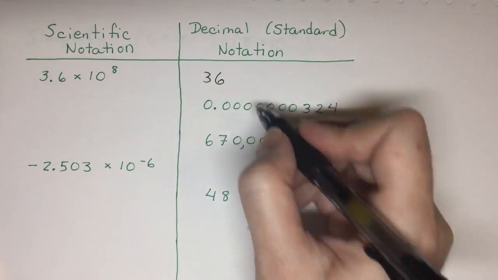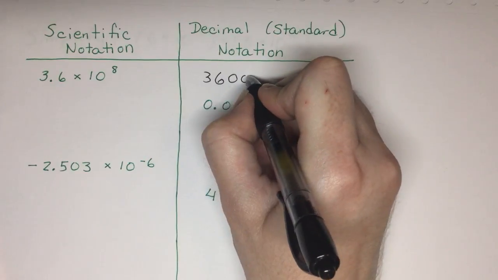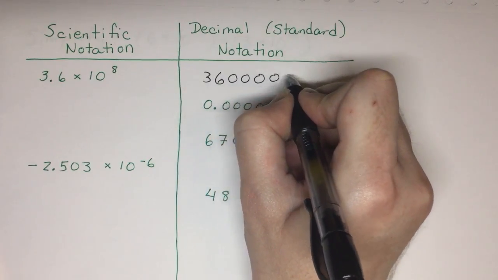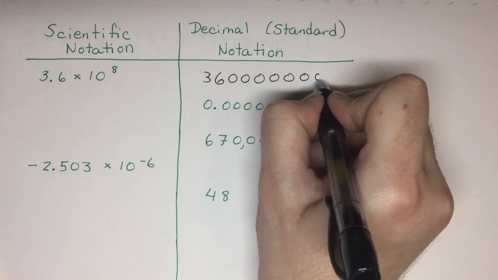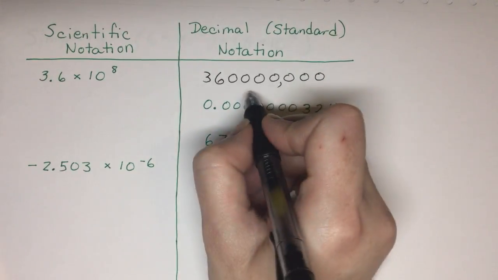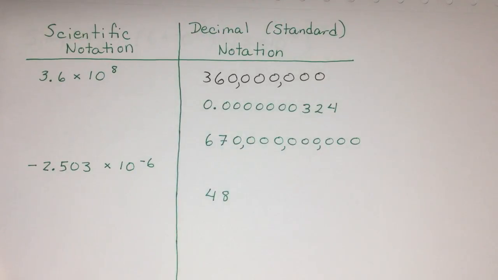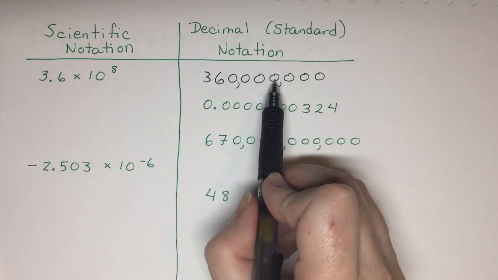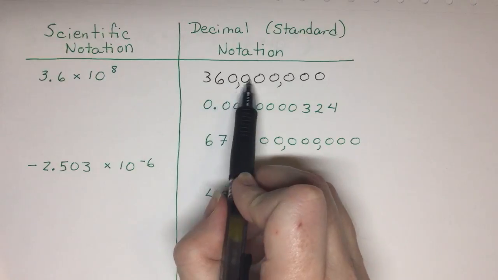So there I've moved my decimal 1, 2, 3, 4, 5, 6, 7, 8. And we use 3 places behind with a comma for place value. So thousands, millions, 360 million.